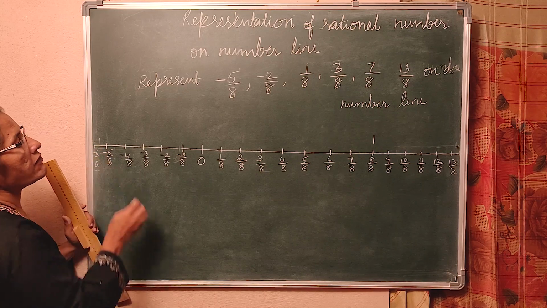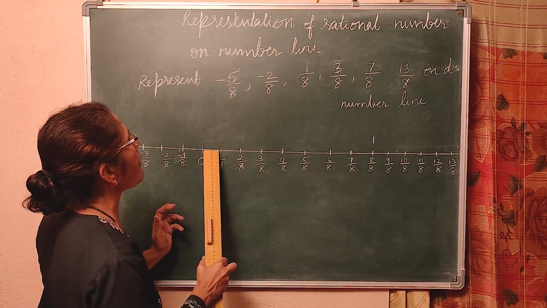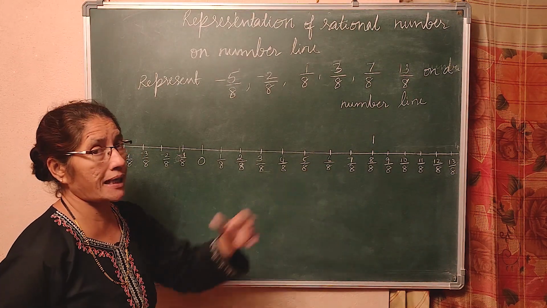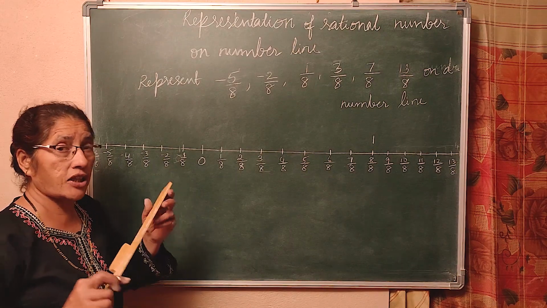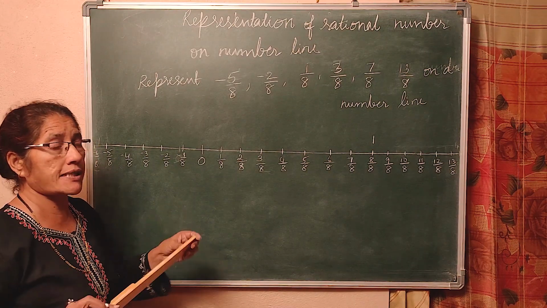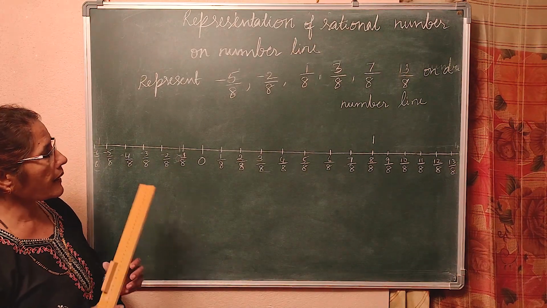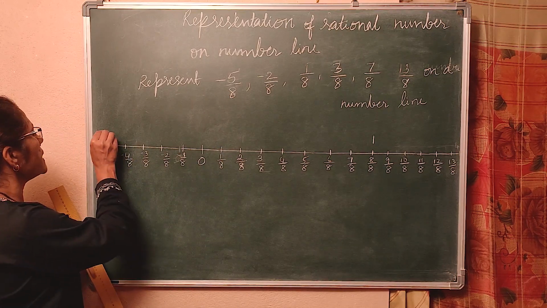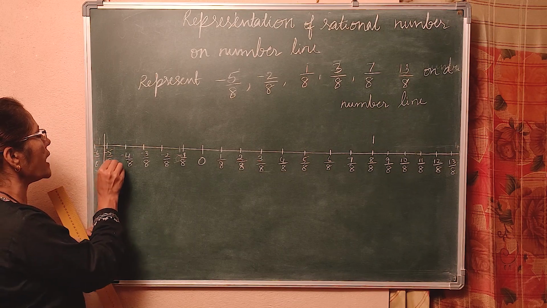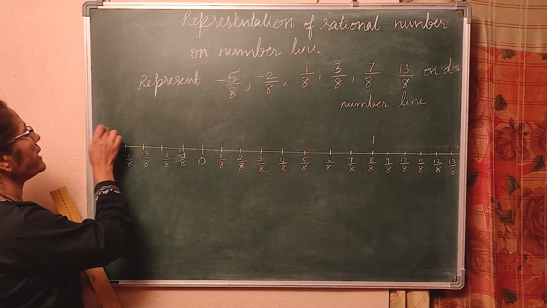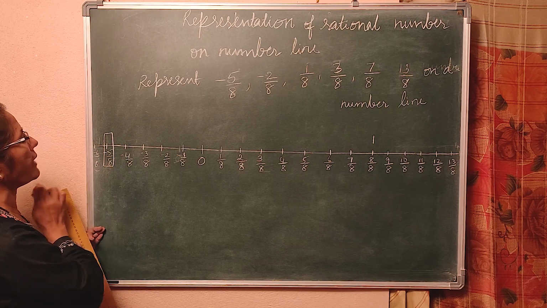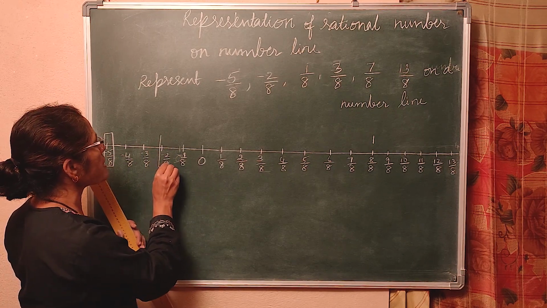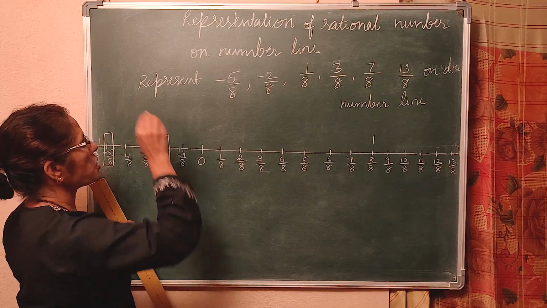See, taking 1 centimeter, it is not enough. So, half a centimeter only I have taken. You do exactly, don't mark like this. Take your scale and mark exactly half a centimeter. Now, what are they asked? Minus 5 by 8. See here. Minus 5 by 8. I mark it. Don't make it big so that it will touch the other one. Right? Minus 2 by 8. Sharp and small box.